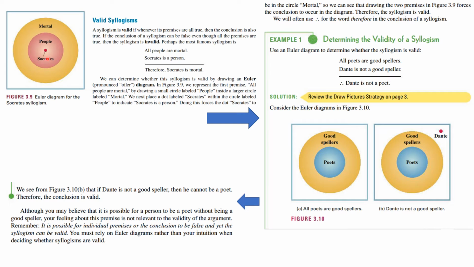Well, if you construct this diagram, since all people are mortal, the people circle is contained inside the mortal circle, because if you're inside the people circle, you're inside the mortal circle. But then we say Socrates is a person. That means Socrates is inside this first circle, so that means Socrates must be in the second circle. So this is valid, and Socrates must be there, so the syllogism is valid. And we also use these 3 dots for the word therefore in the conclusion of a syllogism.